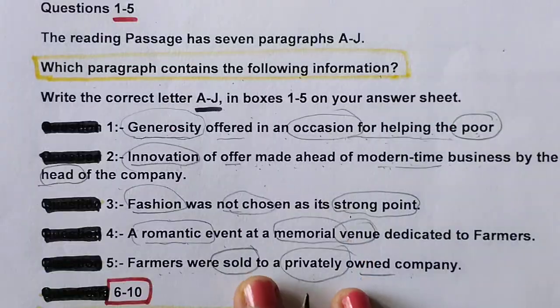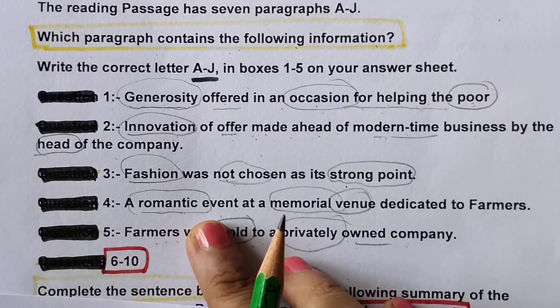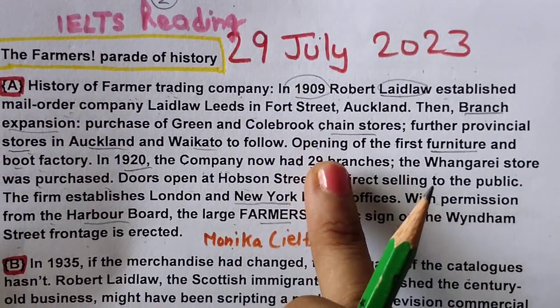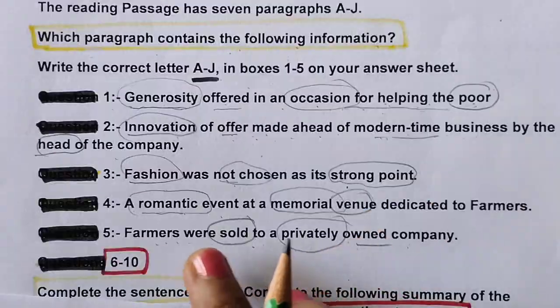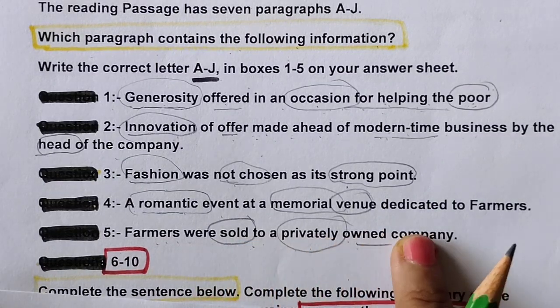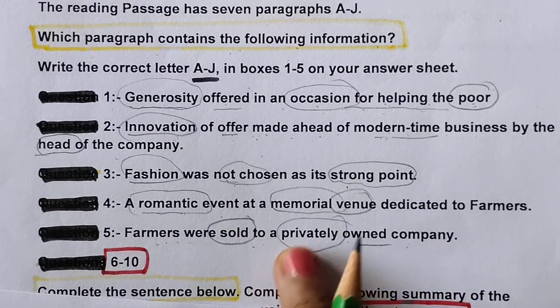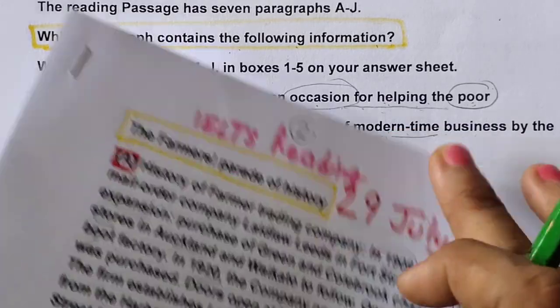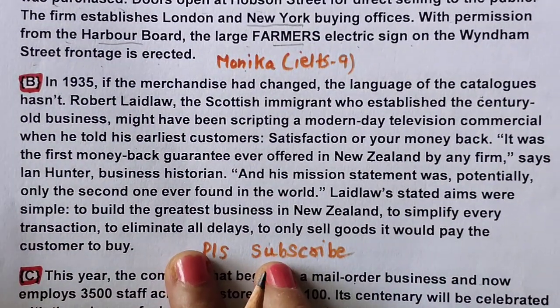Okay, so here fourth number, a romantic event. So there was no description of any romantic event in this paragraph. Coming to farmers were sold to a privately owned company. This was also not described. It means A will not come with any option. Okay, coming to B paragraph, you can read it.